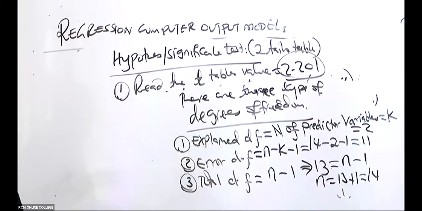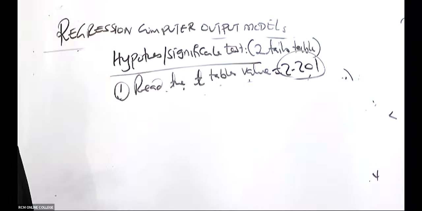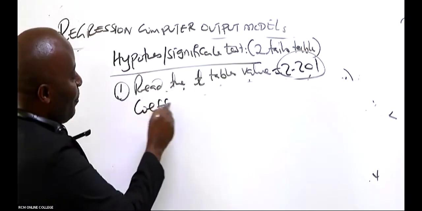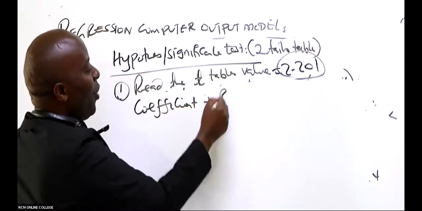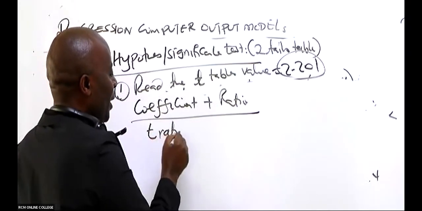So then what you want to do here, my good students, remember already we have read the T table's value. And we have gotten in this case here the T table's value as 2.201. And now this happens to be what we call the hurdle rate. So then you will be able to now go to the coefficient T ratios. Now look for the coefficient T ratios and evaluate them. So the coefficient T ratios, we start with the first T ratio given there.